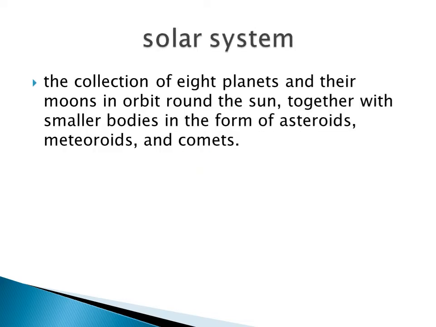Our second word is solar system, the collection of 8 planets and their moons in orbit around the sun, together with their smaller bodies in the form of asteroids, meteoroids, and comets. That is solar system.